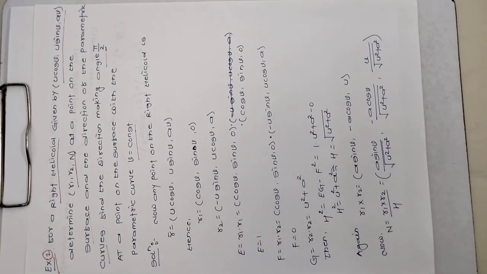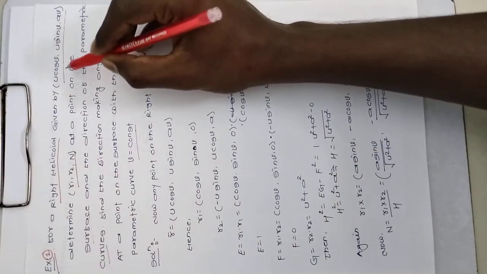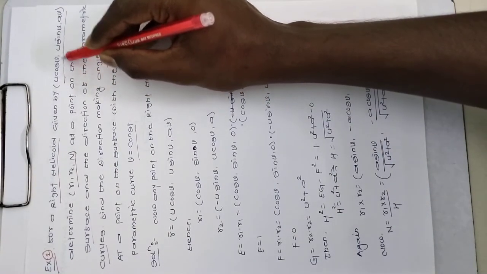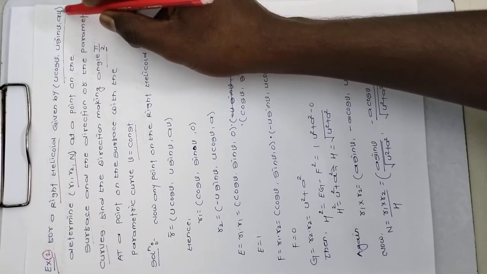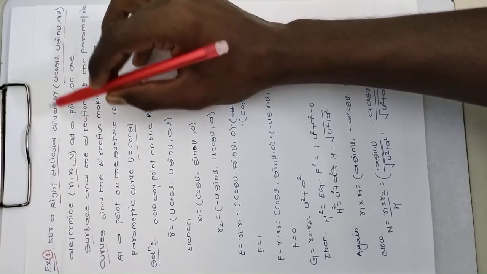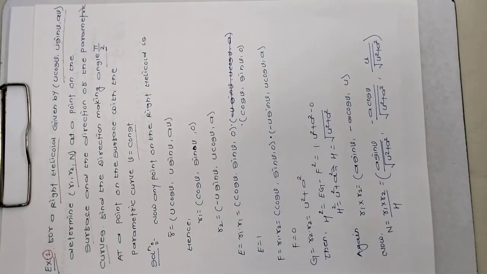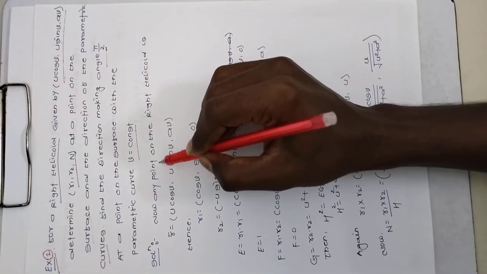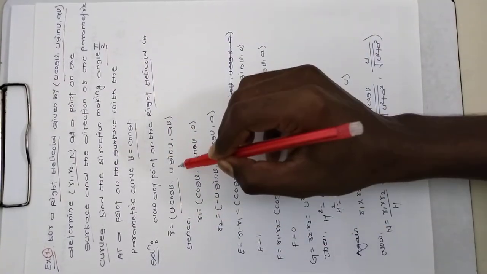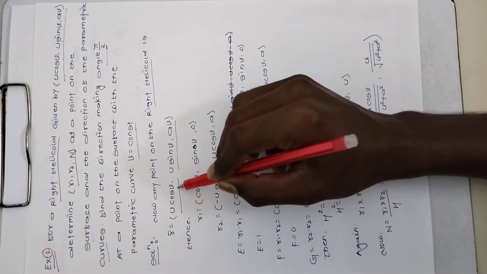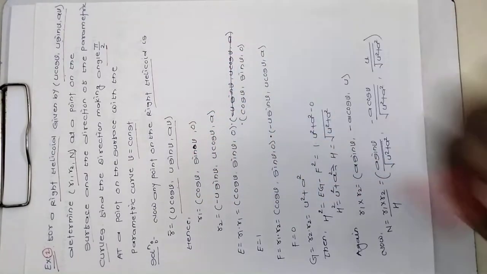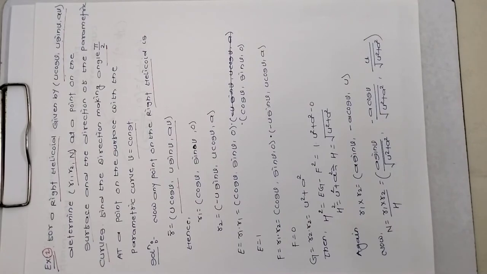We need a position vector, and the position vector is given in the example: u cos v, u sin v, a v. This is the position vector of a right helicoid. So let's start the example. Now any point on the right helicoid is given by this position vector, r bar equals u cos v, comma u sin v, comma a v. And determine r1, comma r2 and capital N.